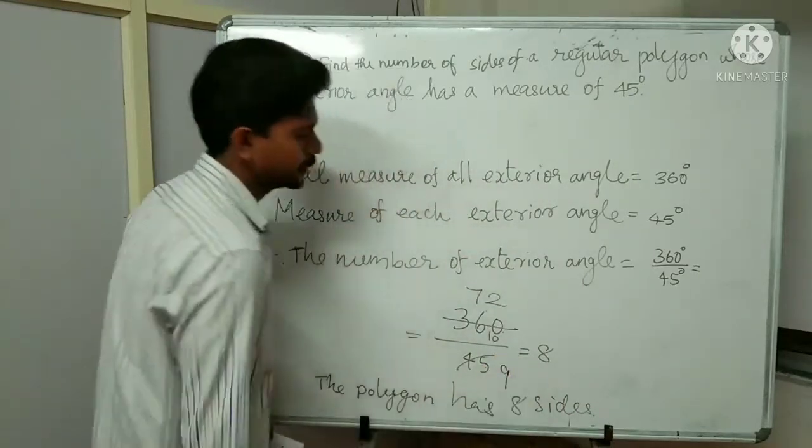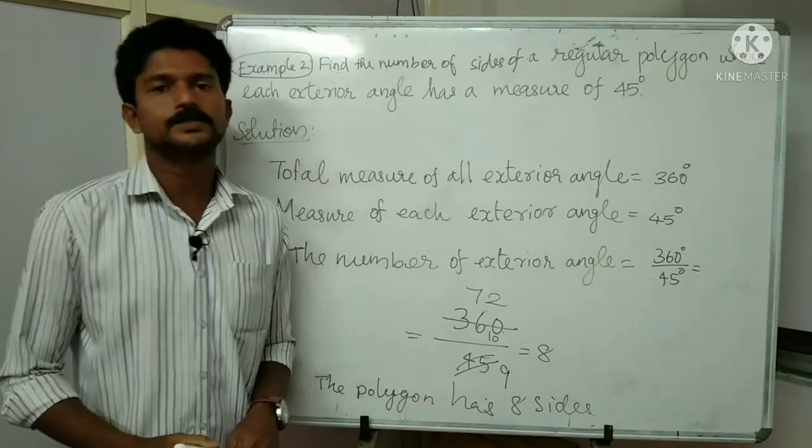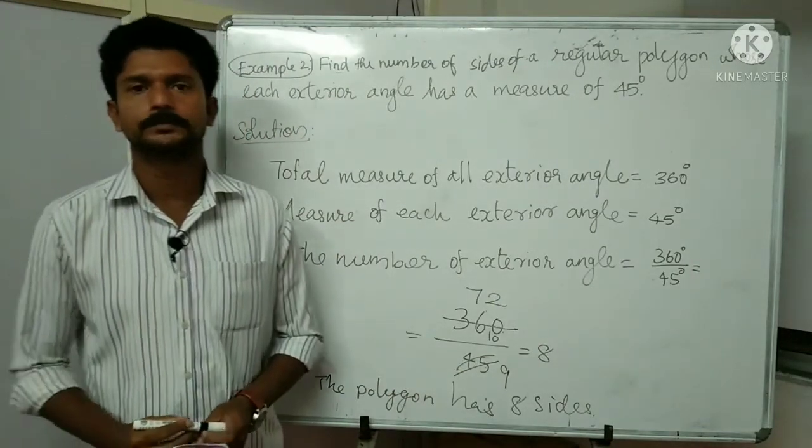The polygon has 8 sides. When you strike it, we get 9. Okay, so that's it for this question. Let us see the next one.